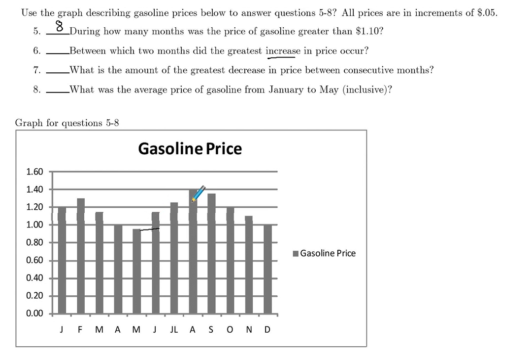And then here, this one is going from about 125 to 140. That's only a 15-cent hike. So it looks like May to July. I'm sorry, May to June. Excuse me.